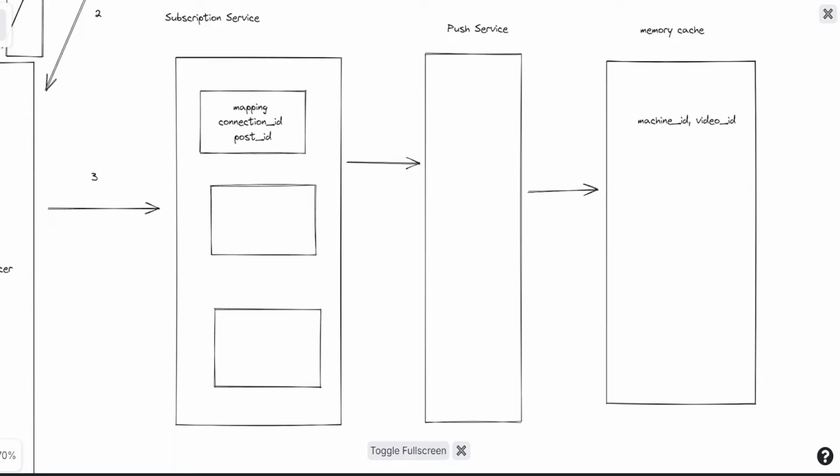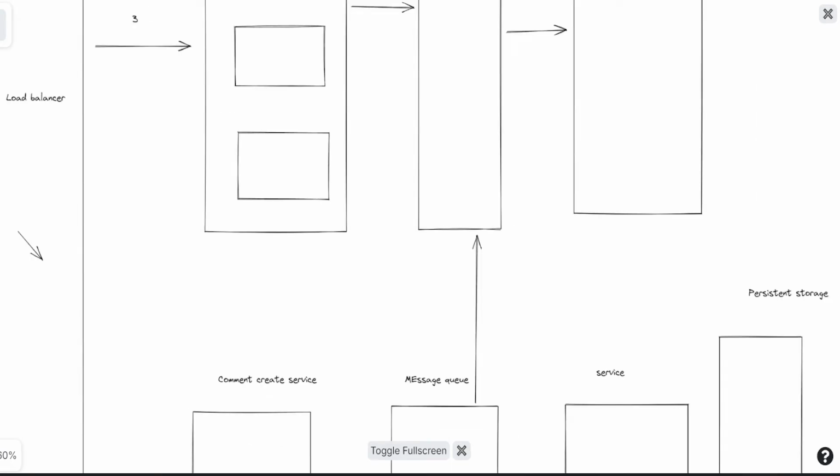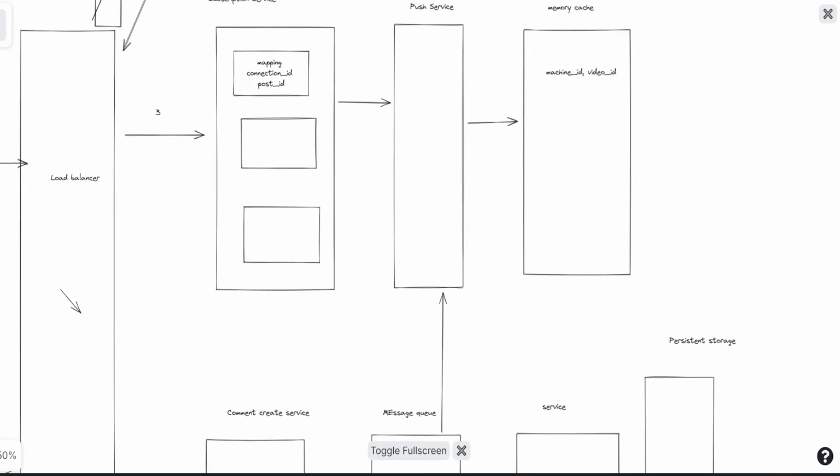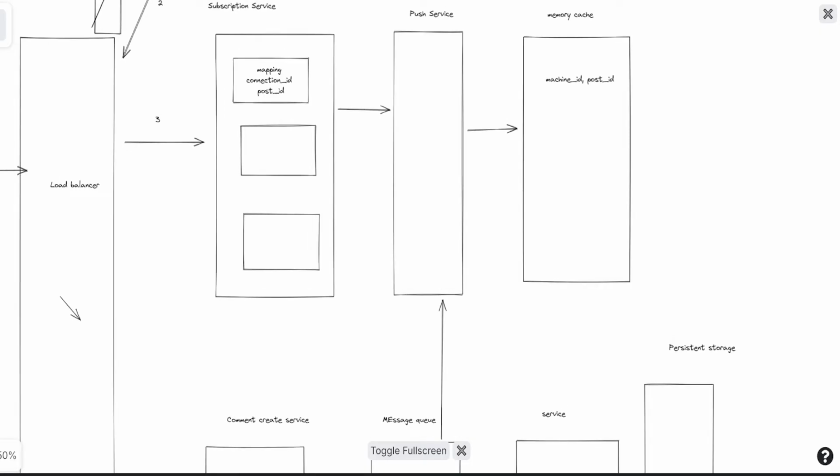What the push service basically does is, for any message queue events that are sent from the comment creation service, it figures out, okay, this is a new comment that is coming in for this particular post ID. Now I need to figure out which is the machine ID that is subscribed to comment events for this particular session.